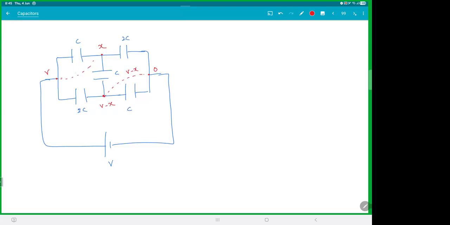So this difference must be V minus X. Is this logic making sense? The logic is simple. Because the charge is same and capacitance is same, the potential difference must be same.